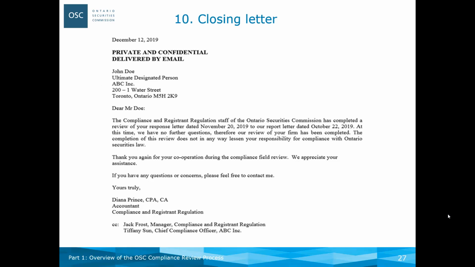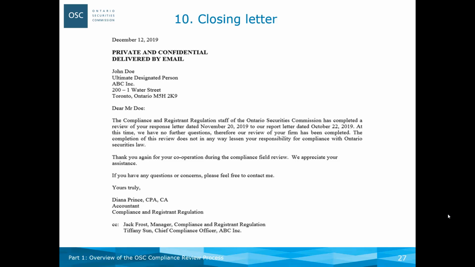Therefore, it is very important to include sufficient details in your initial response. If CRR staff is satisfied with your plan to rectify the significant deficiencies, we will close the file by sending out a closing letter. On the screen is an example. It will also be delivered electronically and will be password protected. The receipt of this letter does not necessarily mean that the registered firm is in compliance with all aspects of Ontario securities law, given factors such as the scope of our review, the extent of the testing we conducted, and any external factors such as changes in your business model and legislation.